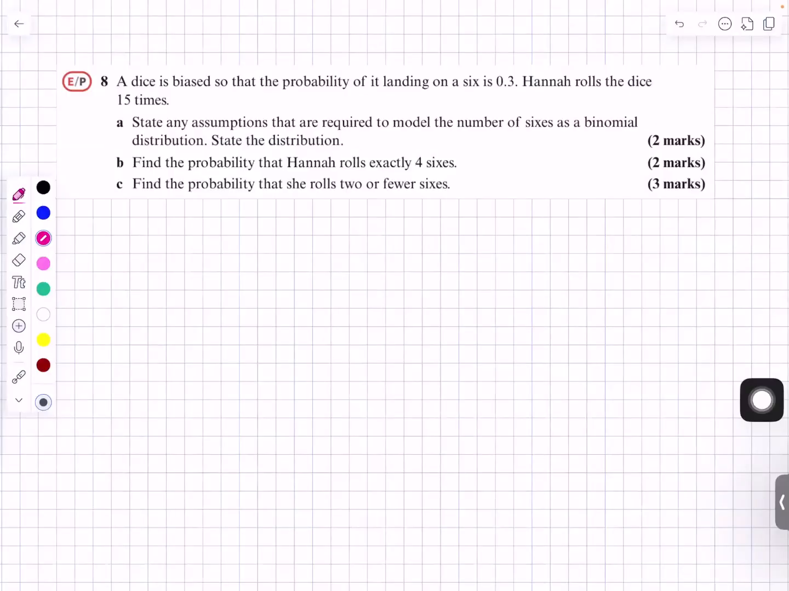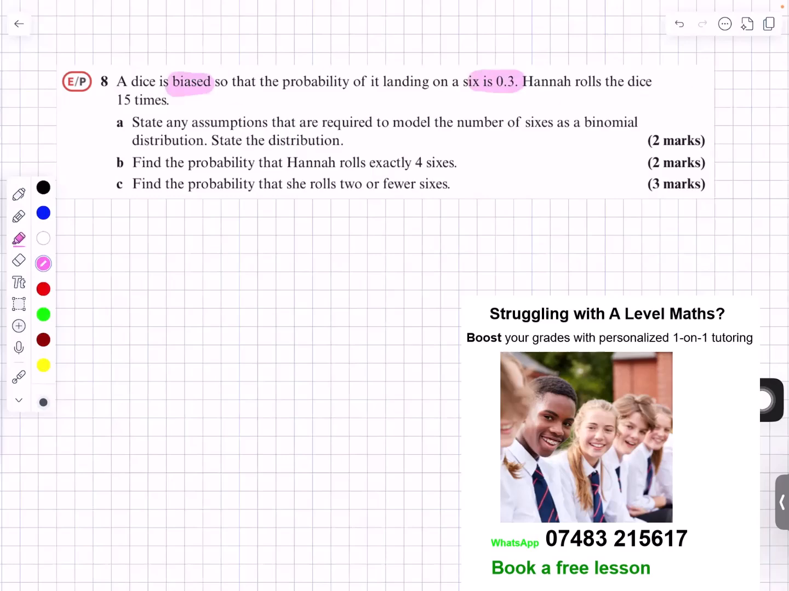Question 7 marks. A dice is biased. What does bias mean? Like, it's not fair. Landing on 6 is 0.3. Hannah rolls the dice 15 times, so we have enough n. State the assumptions required to model it as a binomial. You see, they keep asking this thing, why it's a binomial.